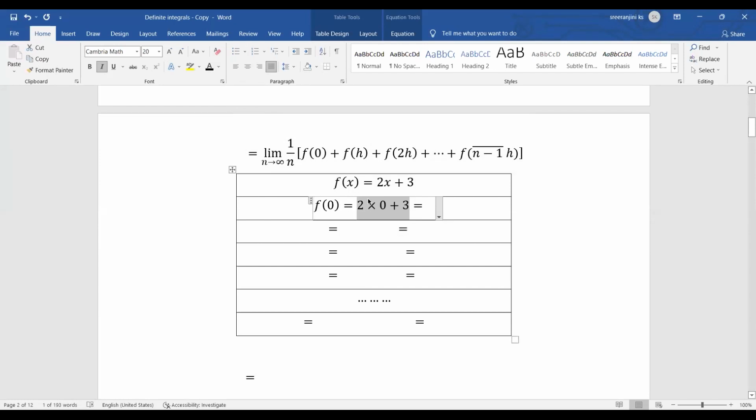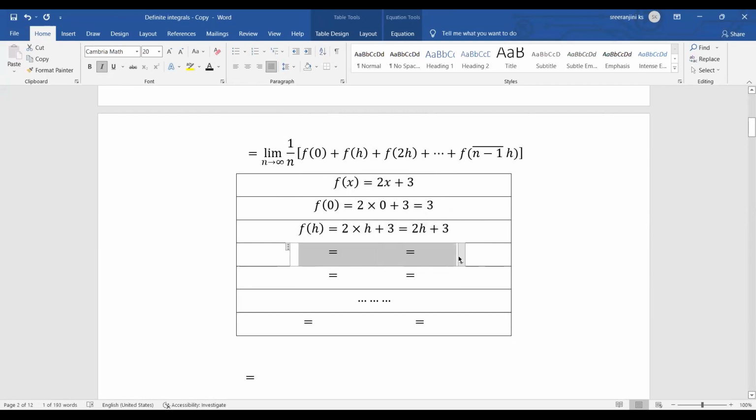Okay, now let's find f of 0. f of x is 2x plus 3, and we know how to find f of 0. Replace x by 0. So 2 into 0 plus 3, that is 3. Now, coming to f of h. f of h will be, replace x by h. So 2h plus 3.